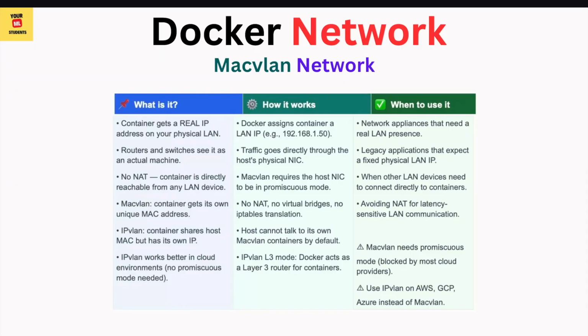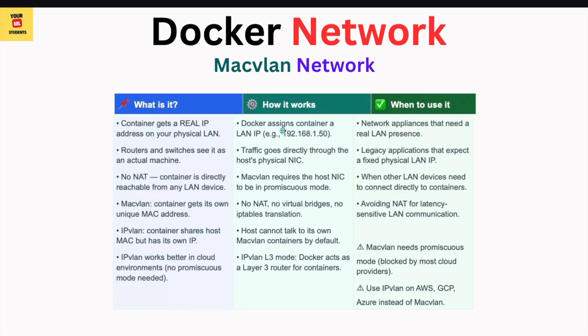Again, this is also a bit technical, so I will not discuss much about it, but give you a very basic idea. Containers get a real IP address on your physical LAN. Routers and switches see it as an actual machine. No NAT, the container is directly reachable from any LAN device. A Macvlan container gets its own unique MAC address. An IPvlan container shares the host MAC but has its own IP. So it is more secure kind of a thing.